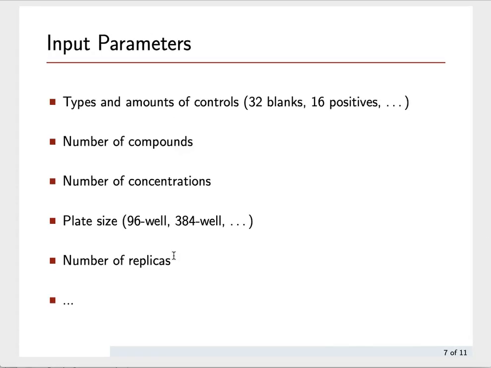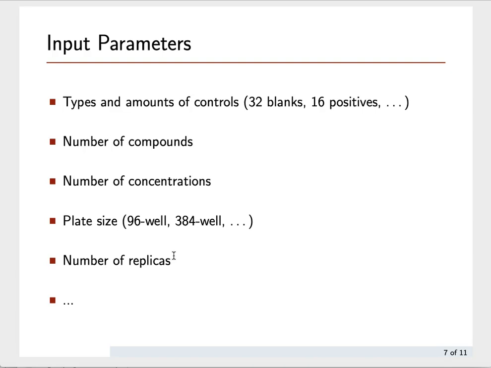So the input parameters that we have for this problem are basically the numbers and types of controls. Each experiment needs different types of controls, positive, negative, blanks, and so on, and different amounts of controls that we want to place around. We also have a number of compounds that we want to test and a number of concentrations in which we want to test them.